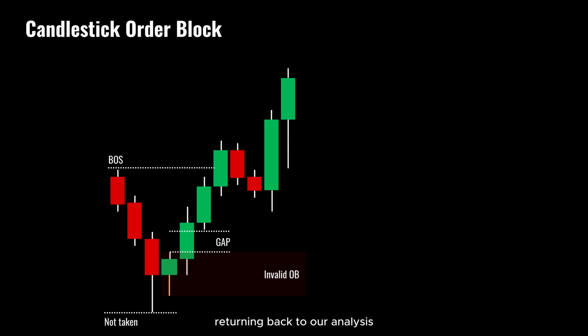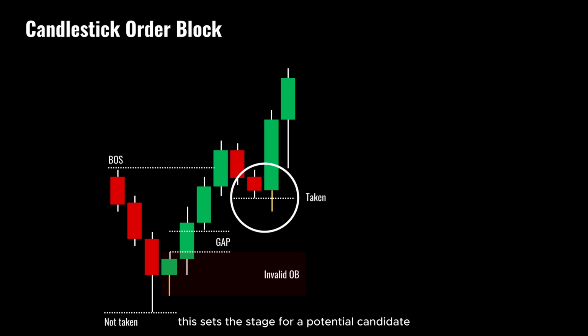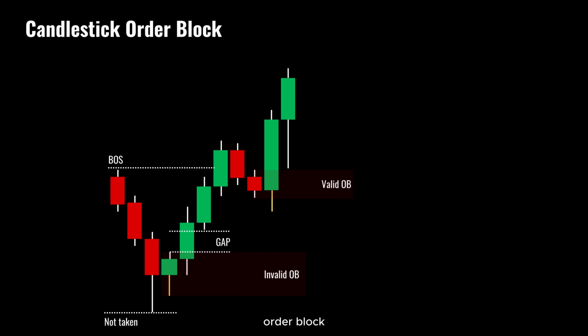Returning back to our analysis, we observe another series of candles illustrated in the second diagram. The price takes the low of the previous candle, effectively sweeping liquidity below it. This sets the stage for a potential candidate for a valid order block. However, scrutiny reveals no noticeable imbalance among these three candles, and the order block is mitigated by the upper wick of the bullish candle. Consequently, this order block cannot be considered valid, as it fails to meet most necessary criteria for validation. It cannot be utilized as a demand zone.